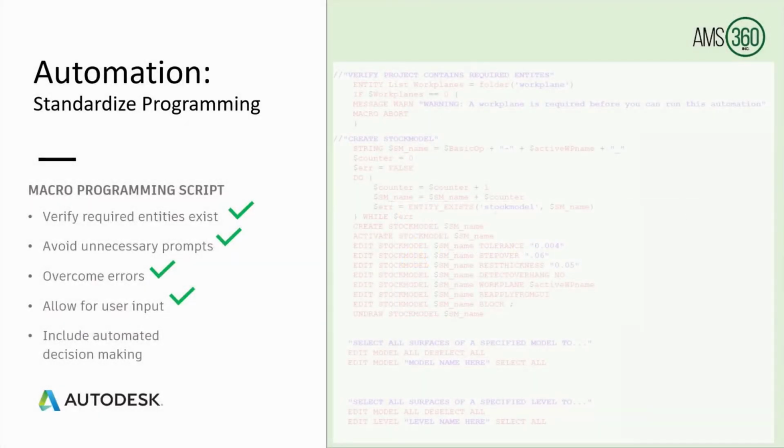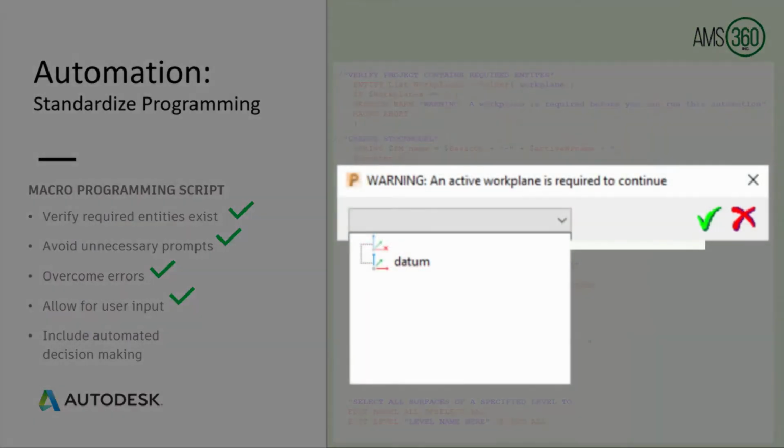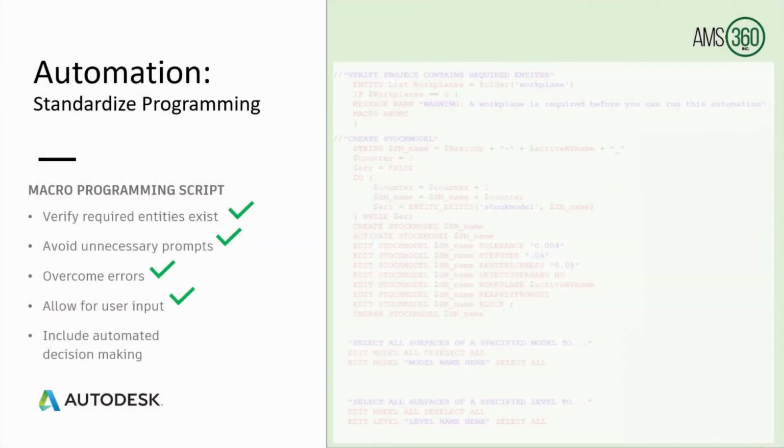Instead, perhaps a macro can pause and allow some user interaction, or offer an entity list, a list of workplanes, and then the user would select which workplane they want to activate before continuing. Little finishing touches like this enhance the experience and keep the automation running smoothly.